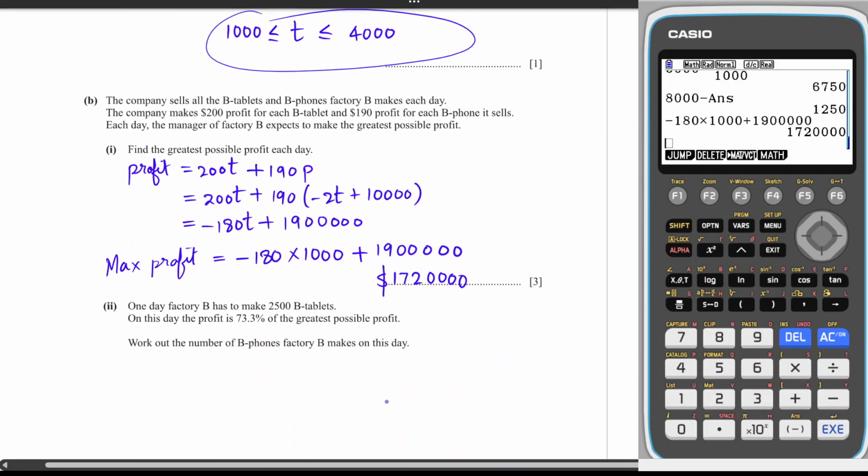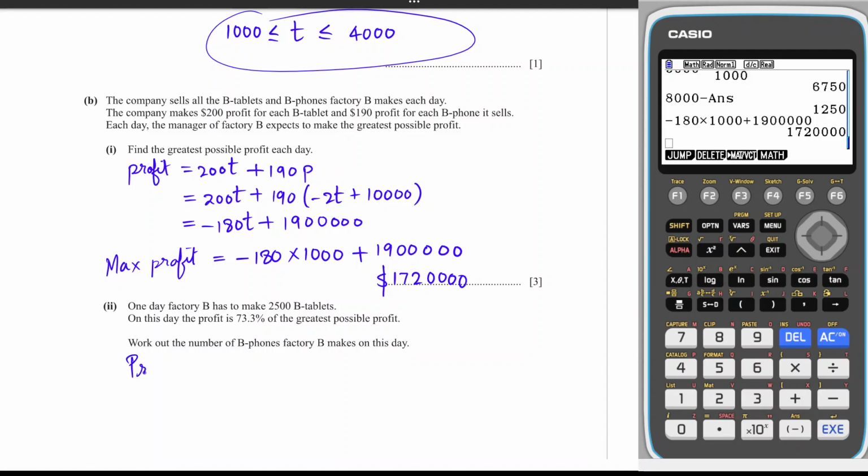So one day factory B has to make 2500 B tablets. On this day the profit is 73.3% of the greatest possible profit. Work out the number of B phones factory B makes on this day. So my profit here is 73.3% of the greatest possible profit. So this is my greatest possible profit.